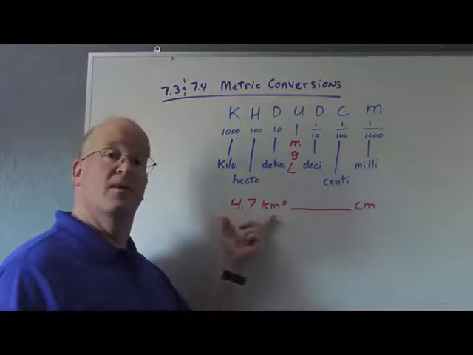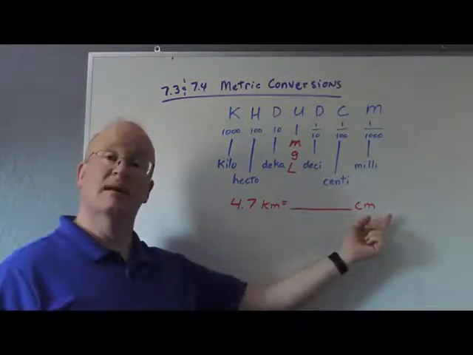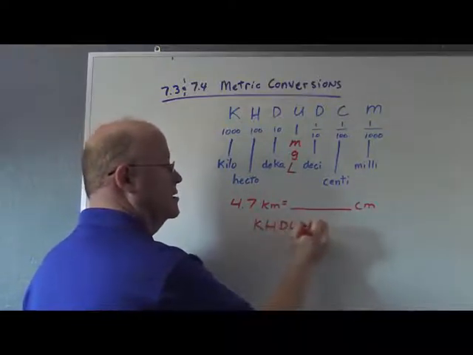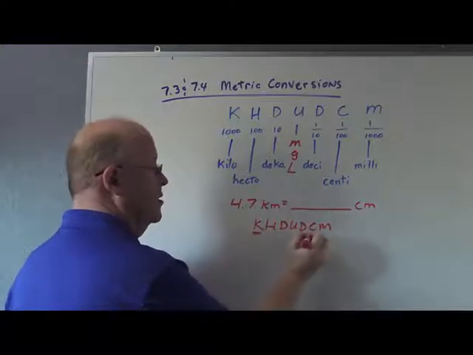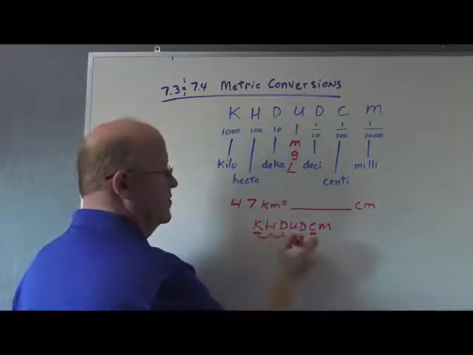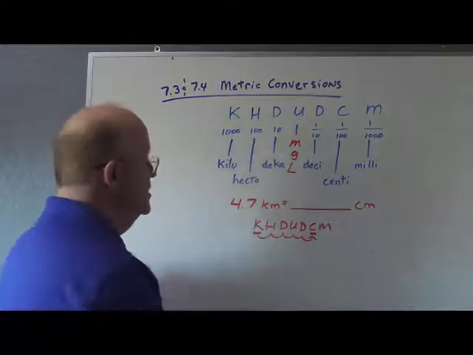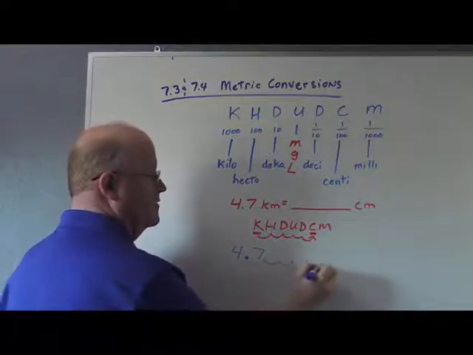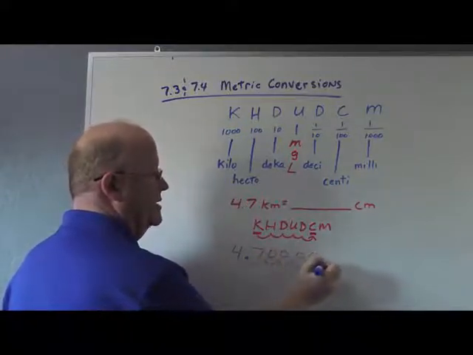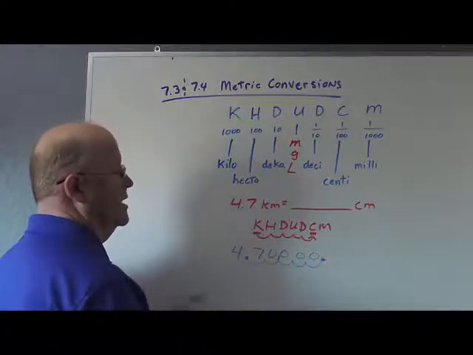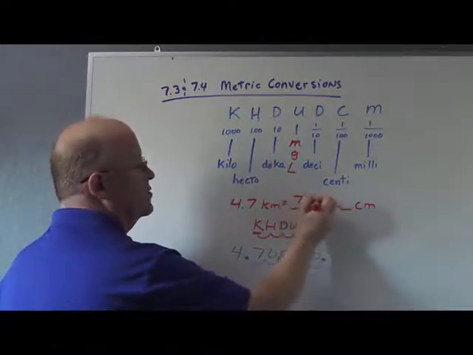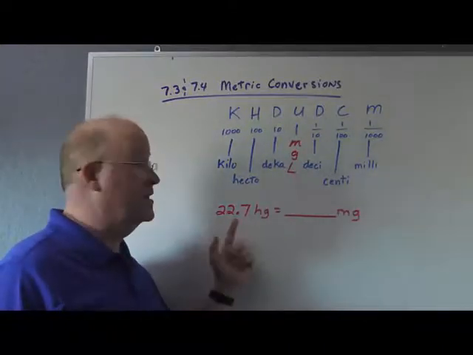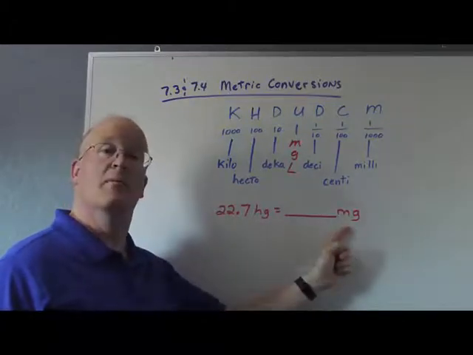Next, let's start with 4.7 kilometers and see how many centimeters that turns into. Again, I'm going to begin with Kids Have Donuts Until Dad Calls Mom. I'm going from kilo over to centi, and that's 1, 2, 3, 4, 5 positions to the right. So I take my 4.7 and move the decimal 1, 2, 3, 4, 5 places to the right, and insert zeros as necessary. And so this would be 470,000 centimeters.